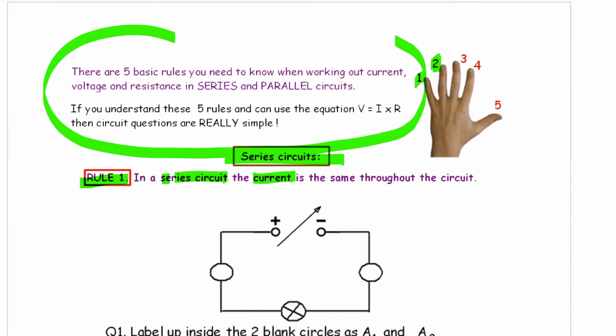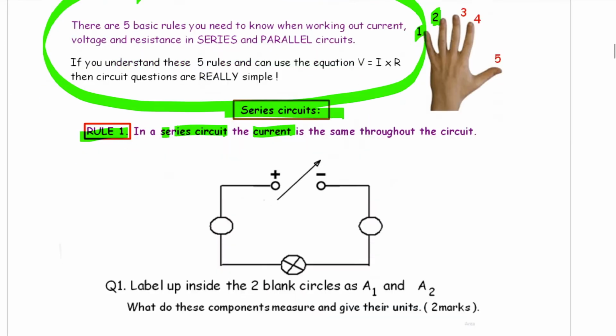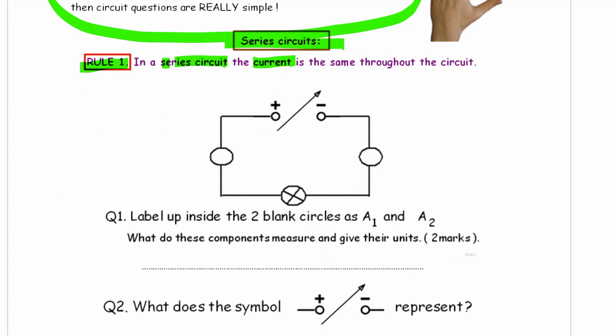I'll let you read this in your own time. Just pause the video. I'm going to do a few examples myself and then leave you to do some in your own time. Look at this first one. First question. Question 1. Label up inside the 2 blank circles as A1 and A2. What do these components measure and give their units? Always split, like there's 2 marks to this question. What do they measure and give units?